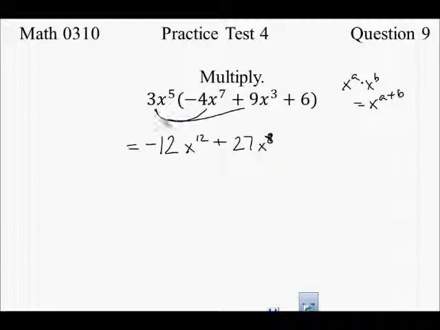And now we distribute toward the last term. So we have a plus there. 3 times 6. 3 times 6 would give us 18. And there are no extra copies of x to be multiplied into this x to the fifth, so it's just x to the fifth there. And so we have negative 12 x to the 12th plus 27 x to the 8th plus 18 x to the fifth. And that is our answer, answer choice C.